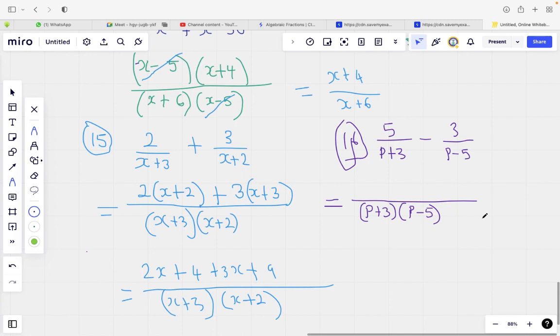Okay, I got my answer. Is it 2p minus 34 over p plus 3, and then bracket p minus 5? Yeah.